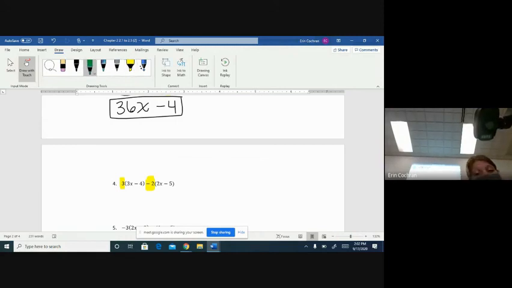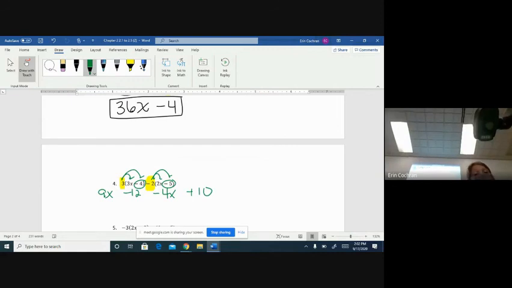Okay, so 3 times 3x is 9x. 3 times, now it's a minus 4, so that means it's a negative 4. So 3 times a negative 4 is a negative 12. Now, again, negative 2. So a negative 2 times a positive 2x is a negative 4x. And a negative 2 times a negative 5. Two negatives make a positive, and then 10.